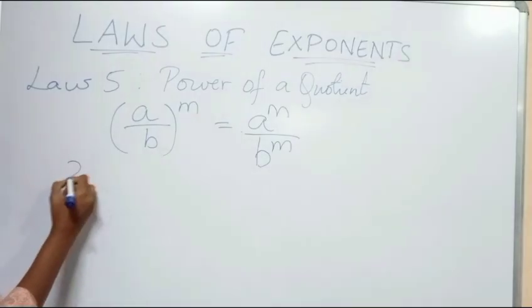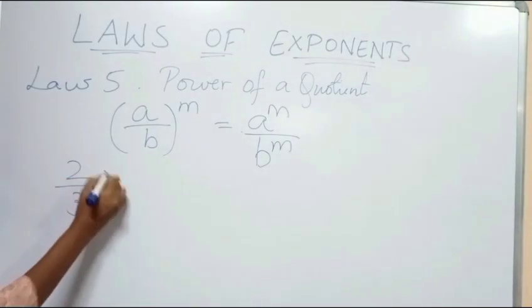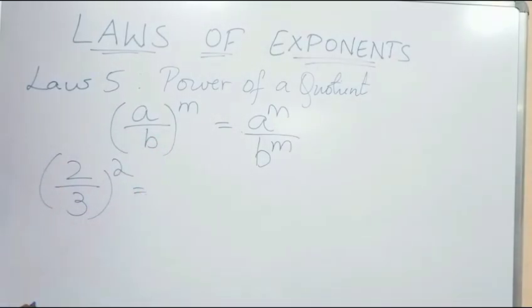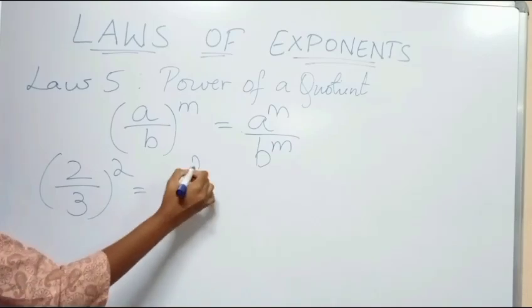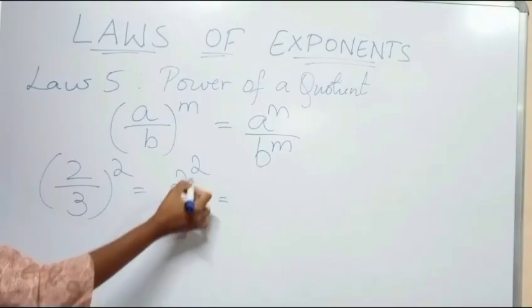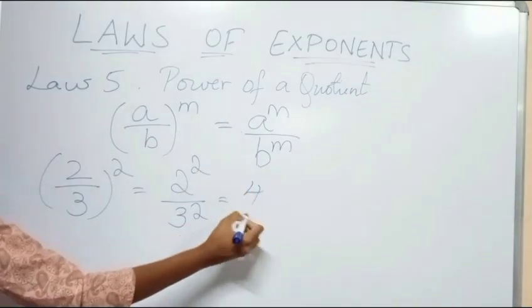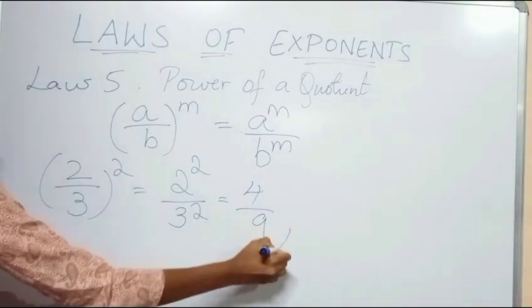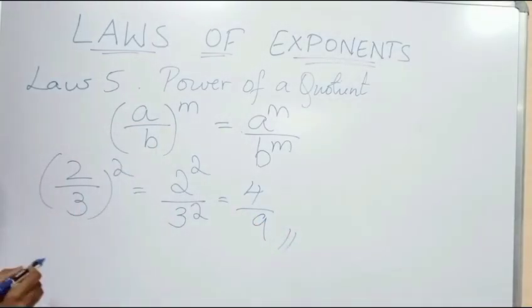Example, 2 divided by 3, the whole raised to 2. So it should be written as 2 to the power of 2 divided by 3 to the power of 2. So 2 into 2 is 4. 3 into 3 is 9. 3 3s are 9. So your answer is 4 divided by 9.